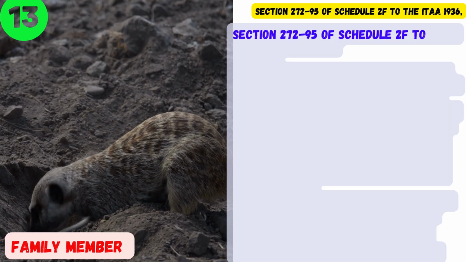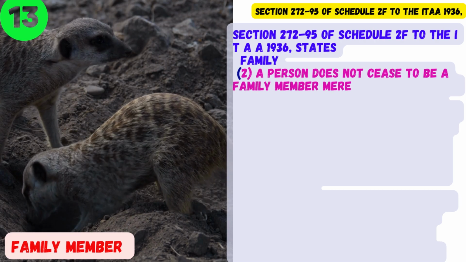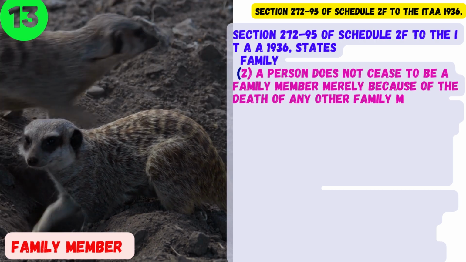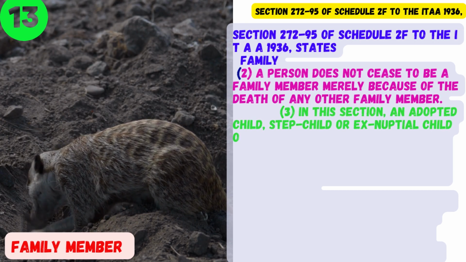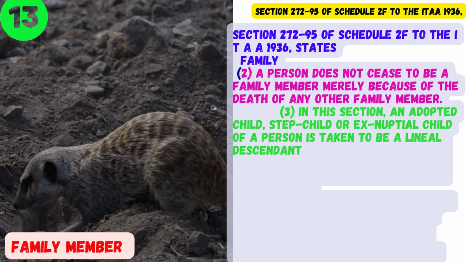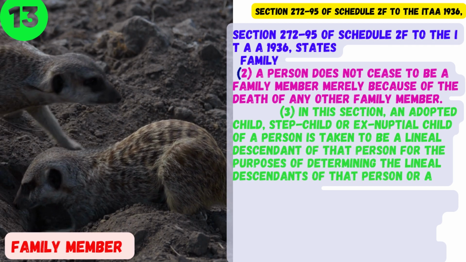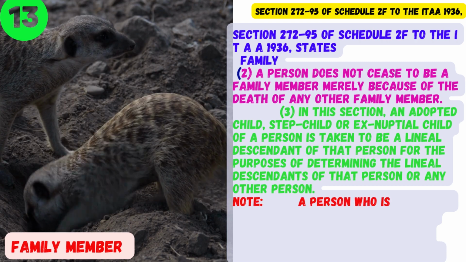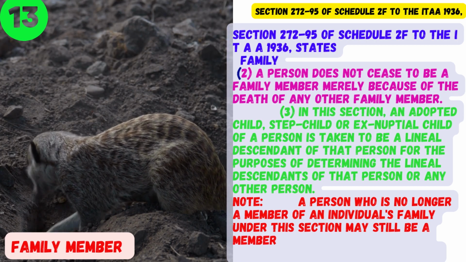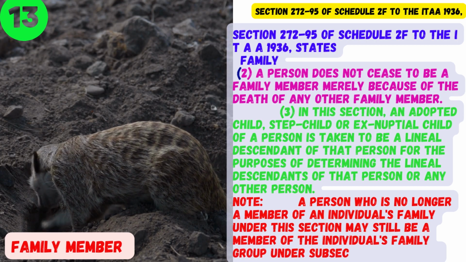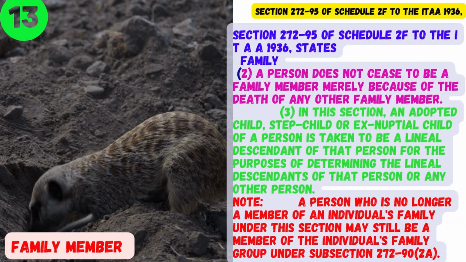2. A person does not cease to be a family member merely because of the death of any other family member. 3. In this section, an adopted child, stepchild or ex-nuptial child of a person is taken to be a lineal descendant of that person for the purposes of determining the lineal descendants of that person or any other person. Note: a person who is no longer a member of an individual's family under this section may still be a member of the individual's family group under subsection 272-90(2A).